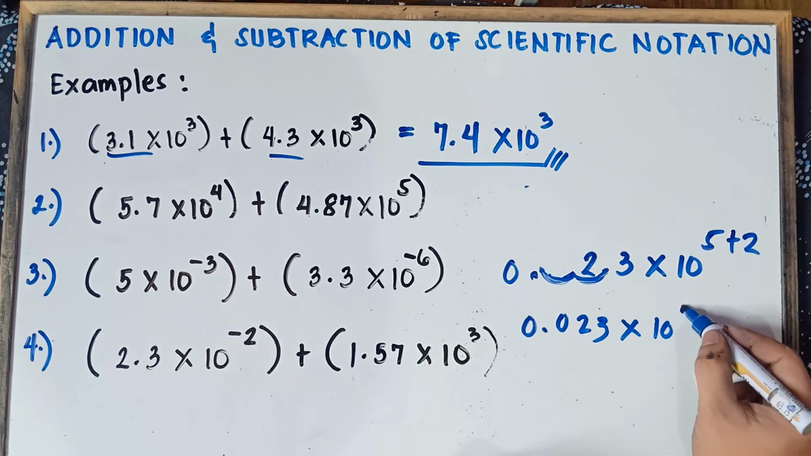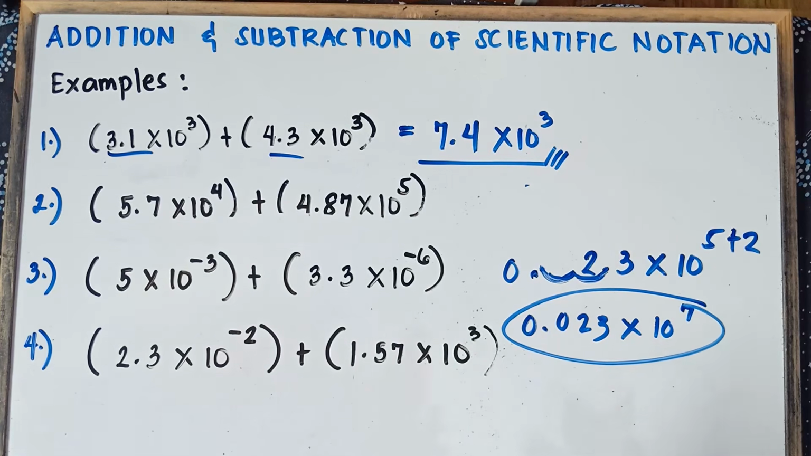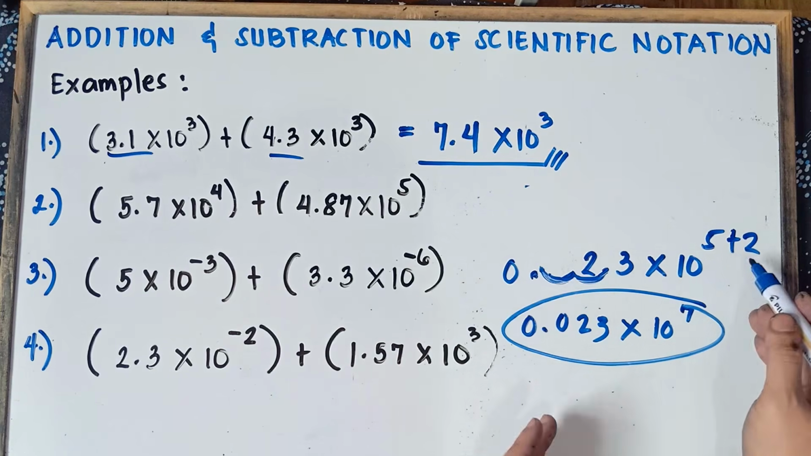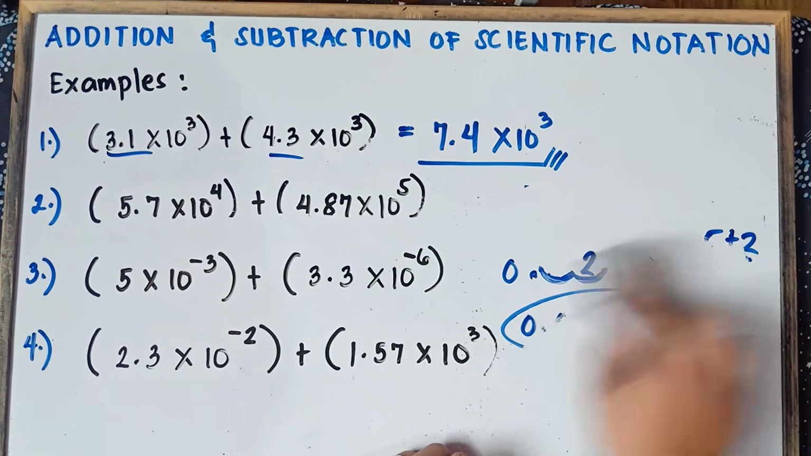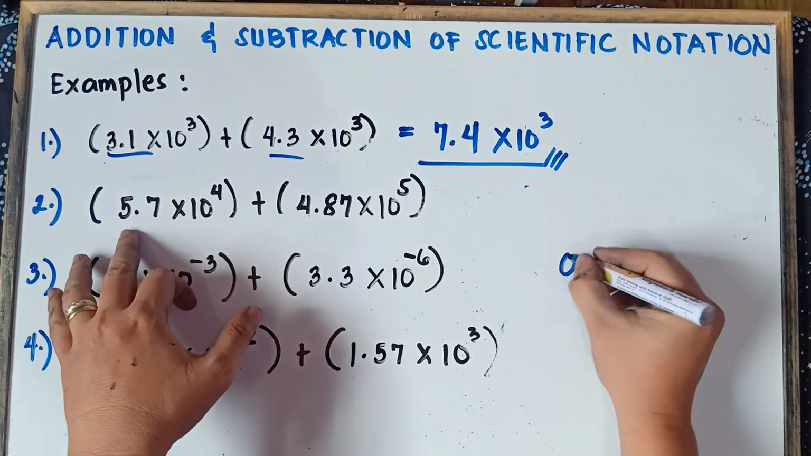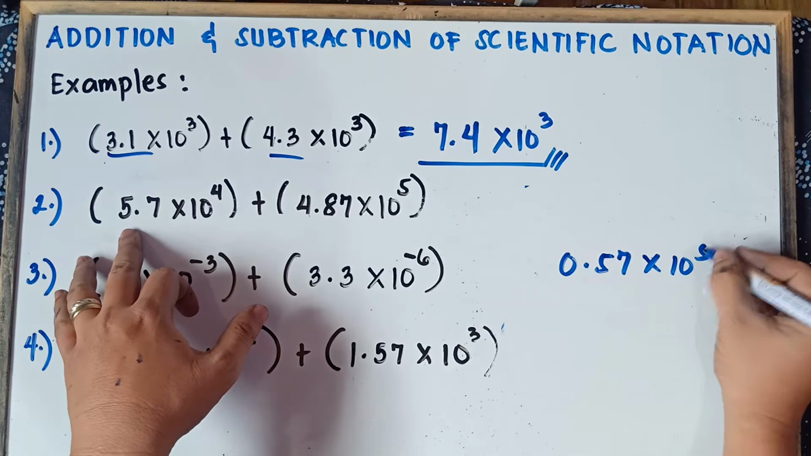So, this will be times 10 raised to the power of 7. Okay, I hope it's clear for you, class, with regards to this one. If you move the decimal point once, you add 1. If you move it twice, you will add 2. If you move it thrice, you will add 3. So therefore, a while ago, we moved one time right to left. So therefore, we add 1. So this will be 0.57 times 10 raised to the power of 5.